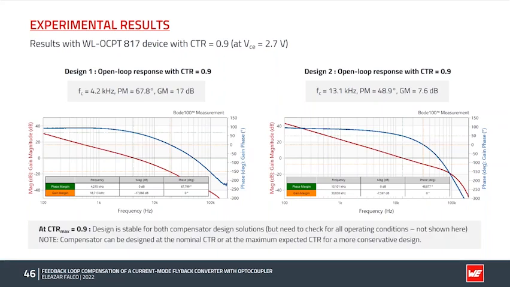So we can see that at the maximum CTR of 0.9, both compensator designs are still stable, but with a reduction in the phase and gain margins as we advanced in previous slides. However, and I repeat here, full stability needs to be confirmed by checking for all other operating conditions. You should not take it for granted.